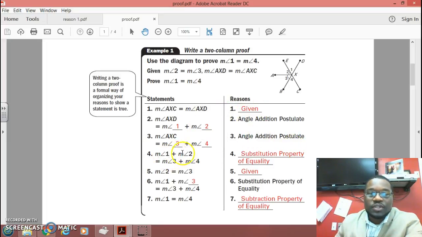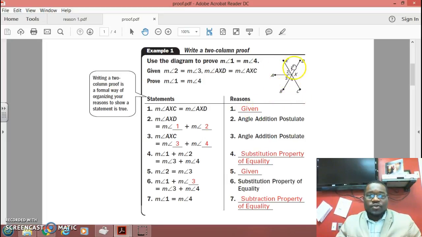And so angle 1 plus angle 2 equals angle 3 plus angle 4. How do we know that? Because of the substitution property of equality. If those two are equal to each other, then you can substitute the parts that are equal. And so measure of angle 2 equals angle 3, and we know that because it's given. And then the measure of angle 1 plus the measure of angle 3 equals the measure of angle 3 because we substituted, okay? And then measure of angle 1 equals the measure of angle 4 because of the subtraction property of equality. Now, that's a roundabout way, given basically what they gave you.